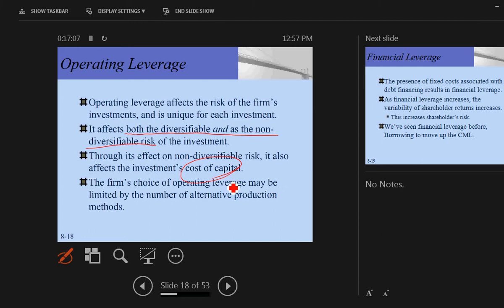Nonetheless, the firm's choices of operating leverage are typically limited. So there are not thousands and thousands of different ways you can produce something. Just a few typical and identifiable alternatives out there, and you're basically stuck with that. So it's kind of easy to identify whether the operating leverage of two projects is significantly different, and based on that you can determine whether the cost of capital associated with the two projects is going to be significantly different.